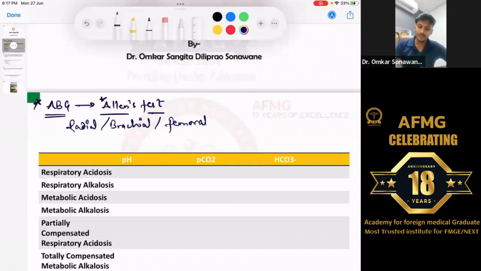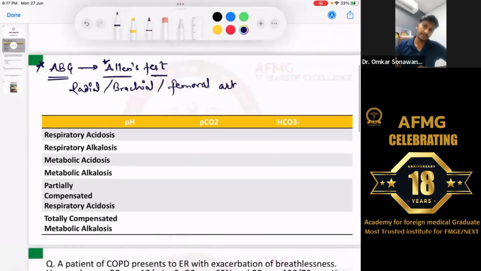Okay? No issues with this, anybody? Then once you take this blood sample, you will definitely send it for the arterial blood gas analysis, where it will be analyzed by the machine, and the machine will yield you the result. There would be multiple things on the arterial blood gas analysis.